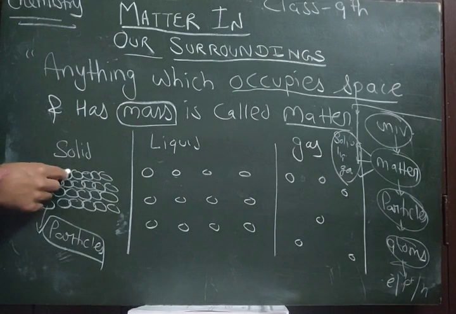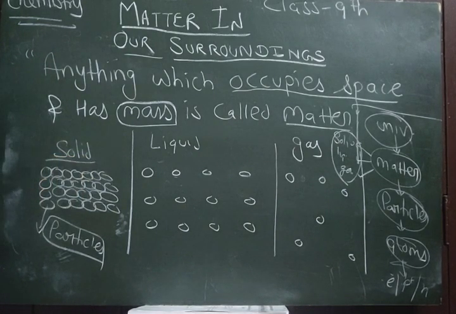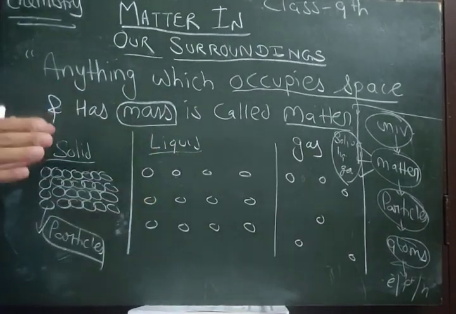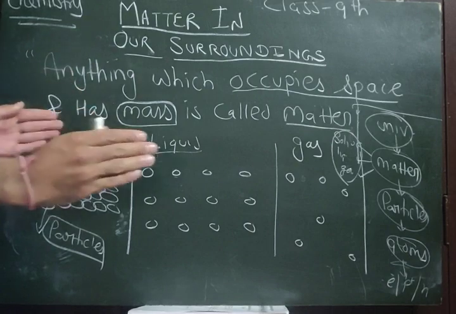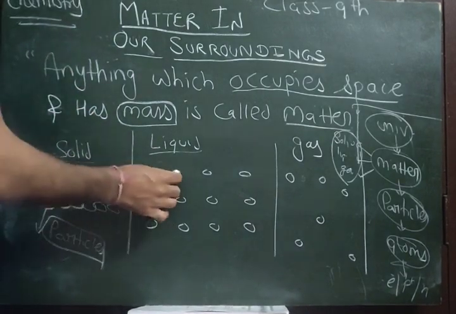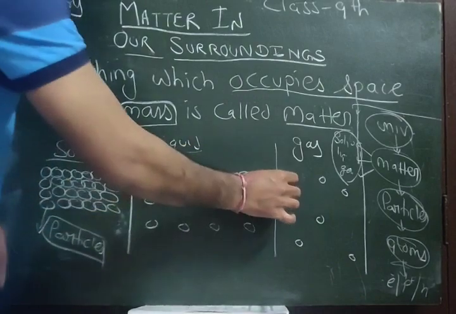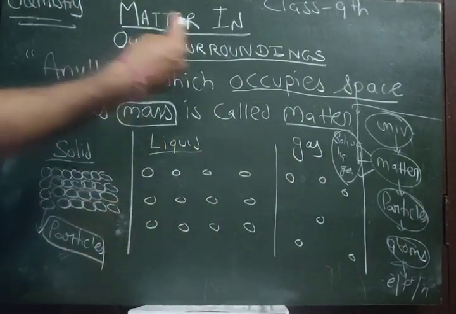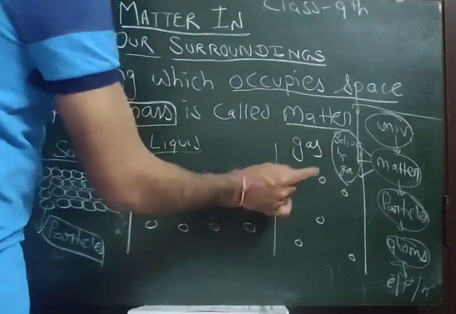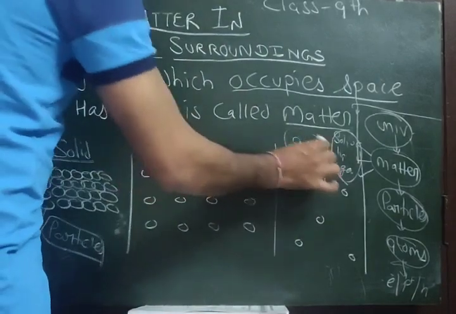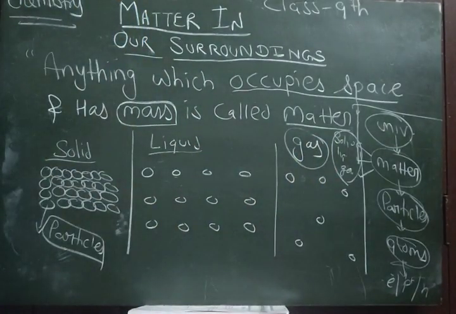The particles are very close to each other in solid, but what is happening in liquid? They are at a little distance from each other. And what about the gases? The gas particles are very far away. There is no force of attraction between one particle and another particle of gas. Even so, we can say that gas is also part of matter.